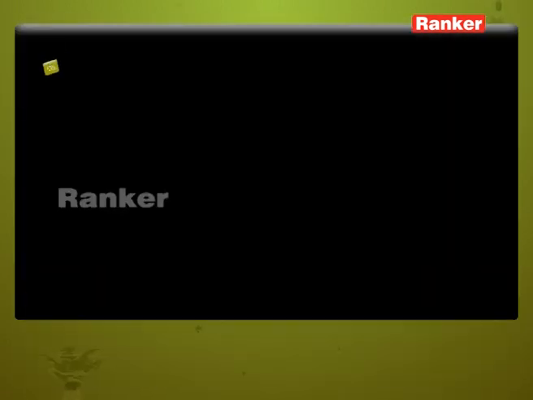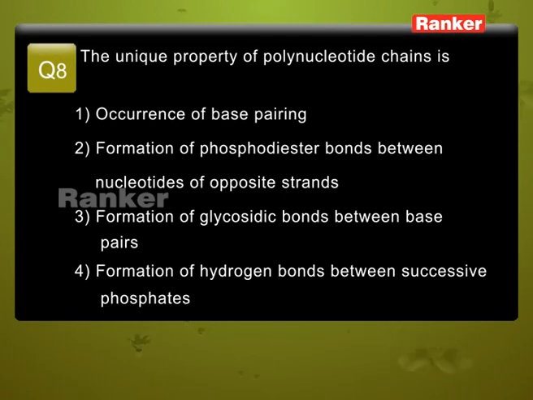Question number 8, the unique property of polynucleotide chain is: options: 1. Occurrence of base pairing, 2. Formation of phosphodiester bonds between nucleotides of opposite strands, 3. Formation of glycosidic bonds between base pairs, 4. Formation of hydrogen bonds between successive phosphates.